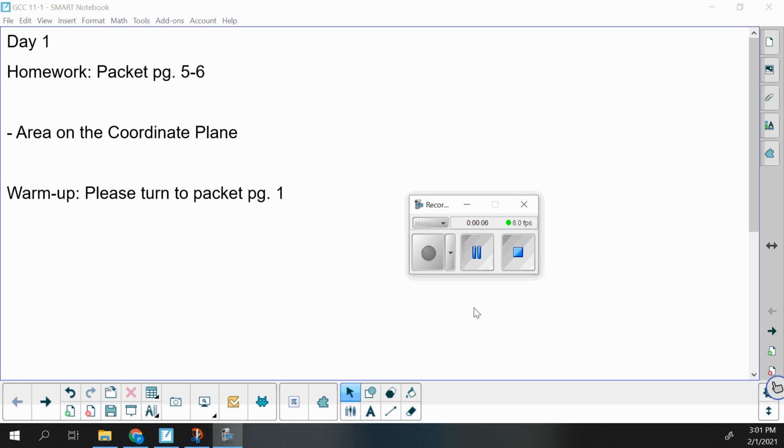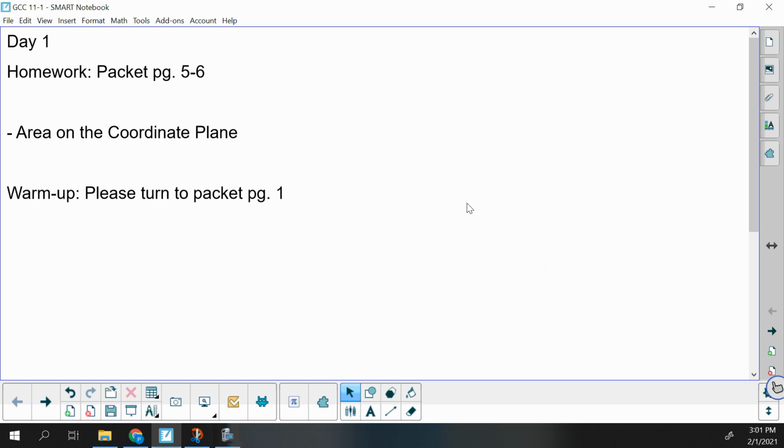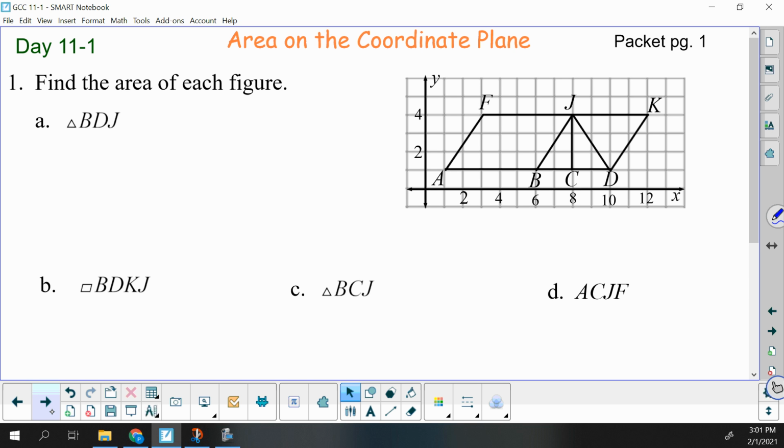Welcome to the first day of Unit 11. We're going to be on packet page 1. You can turn there. There's no warm-up for today. So today's topic is area on the coordinate plane. So plotting different things and then finding areas of shapes on there.